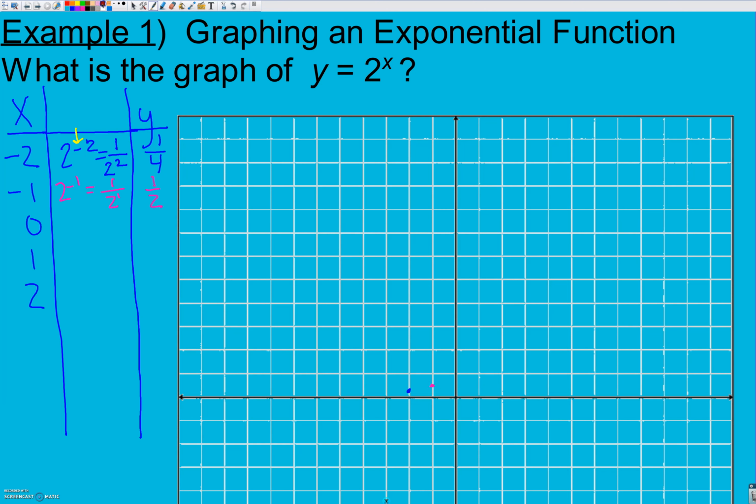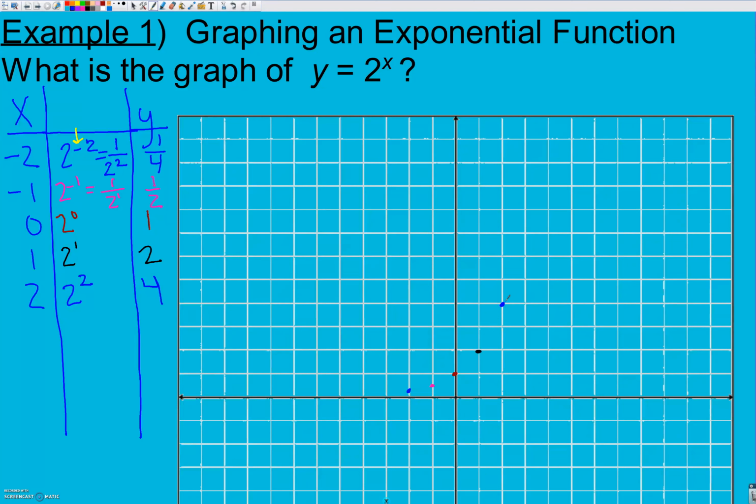0, we start getting more comfortable with. Any number to the 0 power is always 1. So we have 0, 1. 2 to the first power is just 2. So 1, 2 is my ordered pair. And my last one here, I have 2 to the second power, which is 4, 2 times 2. So 2, 4.